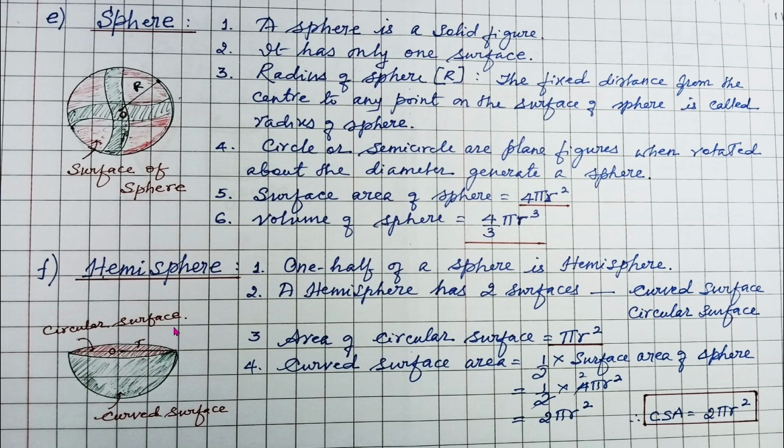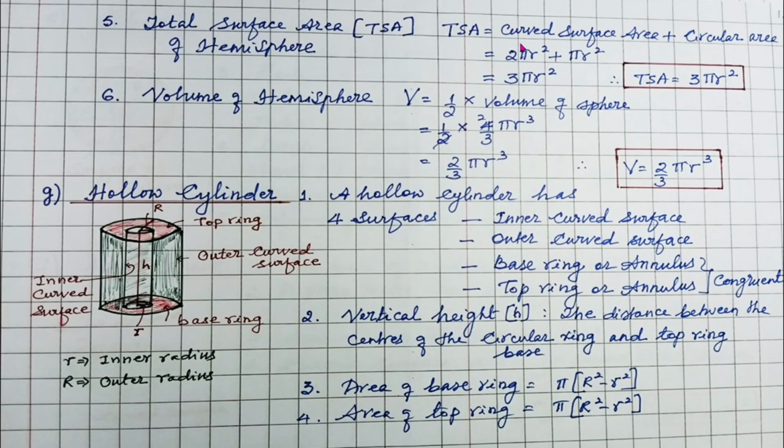Again, let me repeat this. One half of a sphere is called a hemisphere. A hemisphere has two surfaces, the curved surface and the circular base. The area of the circular base is pi r square. The area of the curved surface is one half of the surface area of a sphere, that means half into 4 pi r square, that is 2 pi r square, and the total surface area is the curved surface area plus the area of the circular base, that is 2 pi r square plus pi r square, that is 3 pi r square. Therefore, the TSA or the total surface area of a hemisphere is 3 pi r square.